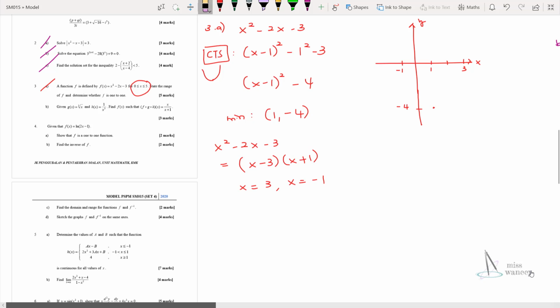So we need to extend the graph a little. So let's extend it a bit. So perhaps 4 and 5. Okay. Right, so it's supposed to be a smile graph. So it's supposed to smile. It's supposed to be something like this.